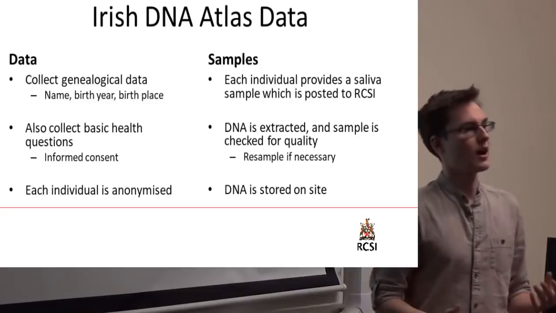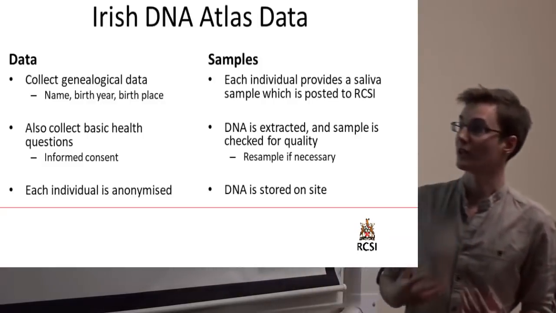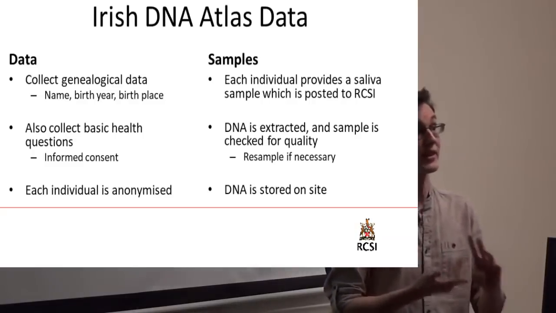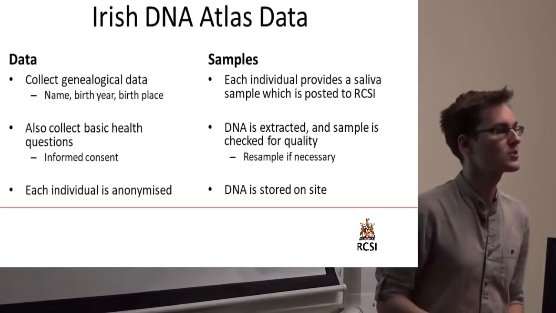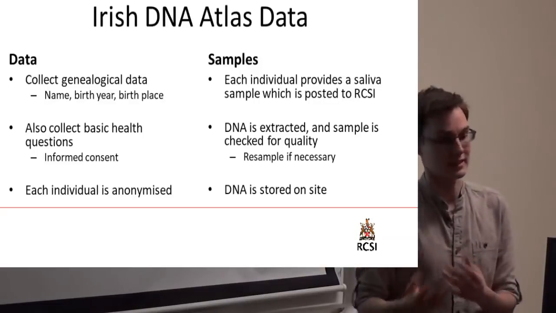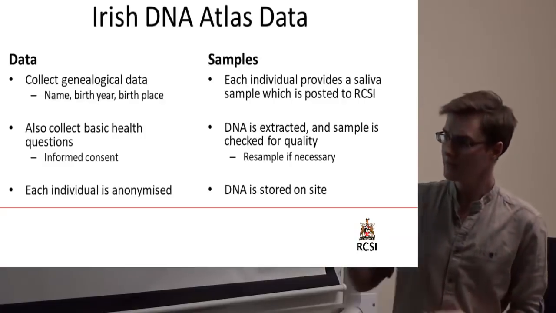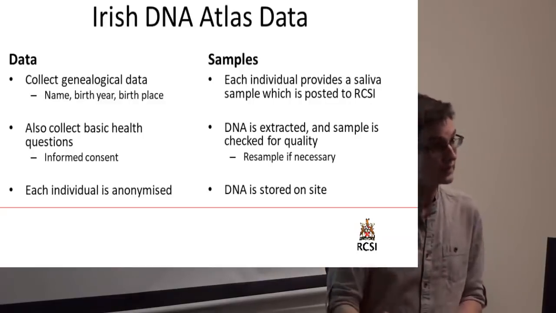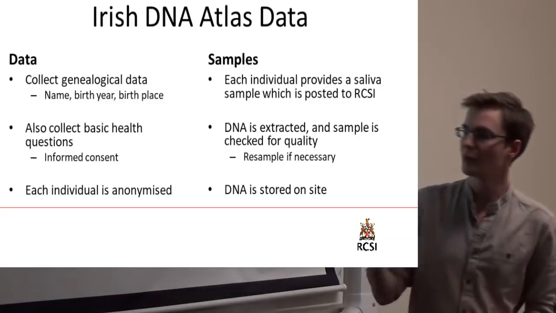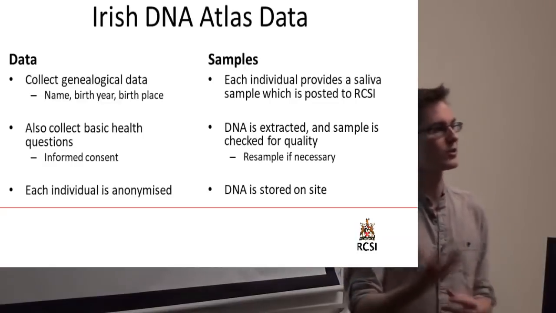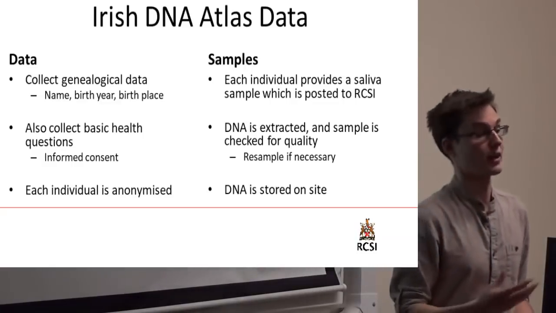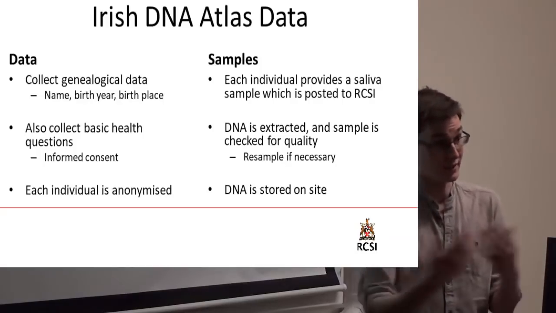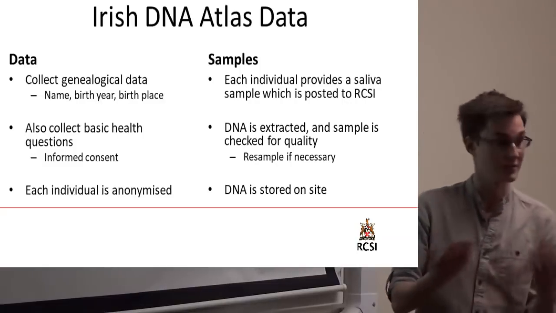When we collect samples for the Atlas, we collect genealogical data, so name, birthplace, birth year, and that's for the individual, their parents, their grandparents, and their great-grandparents. We also collect basic health questions in case we're investigating genetic diseases within Ireland. And of course, we take informed consent, so each individual knows what we're going to be using their DNA sample for and how we're going to be using it. Then we also anonymise each individual. Each individual is given a code, and for the most part, that code is used for that individual. Only a subset of people are allowed to have access to the data that could allow you to join those two parts of the data together.